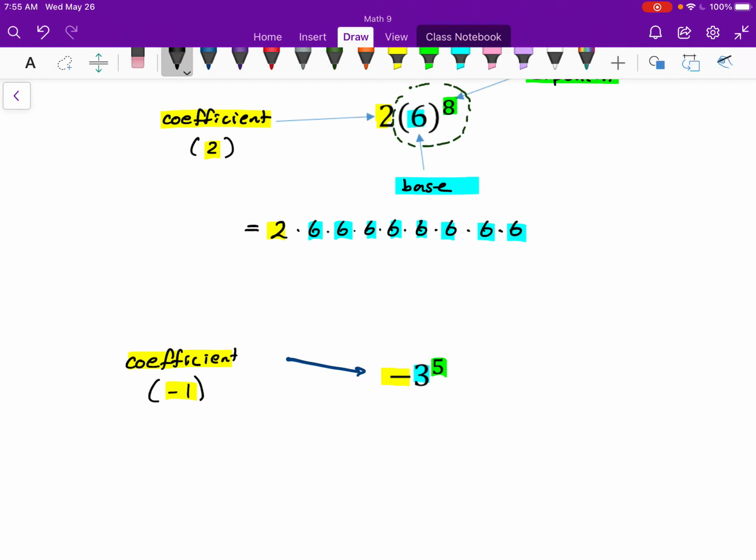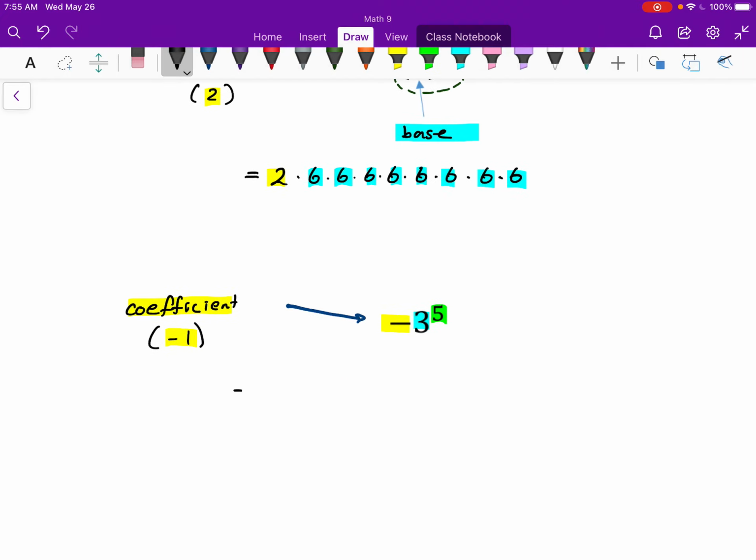And so again, I'm not going to evaluate this, but what this means is negative 3 times 3 times 3 times 3 times 3. A negative in front of 3 being multiplied by itself 5 times. And so keep in mind, if I put brackets around this, then the negative 3 would become the base. So it would be negative 3 times negative 3 times negative 3. And there would be no coefficient, or the coefficient would be positive 1. You can think of it that way. So as always, those brackets change things.